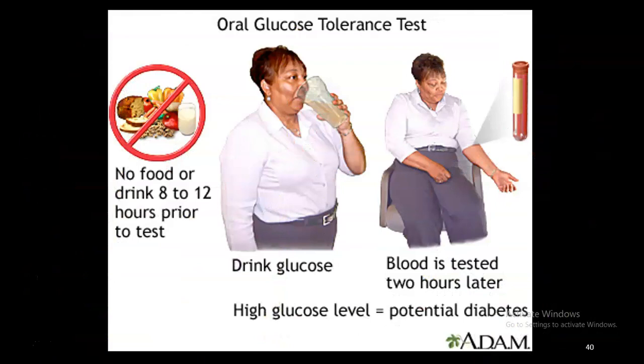So you can see this picture, we've already seen it when we talk about the various tests for type 1, type 2, and the prediabetes. So the same explanation for this one is the same type of test. So no food or drink 8 to 12 hours prior to test. You drink a glucose containing drink. Then blood is drawn and tested. That's 1 hour, 2 hours, 3 hours. And then if you have very high glucose level, then it means you have diabetes.